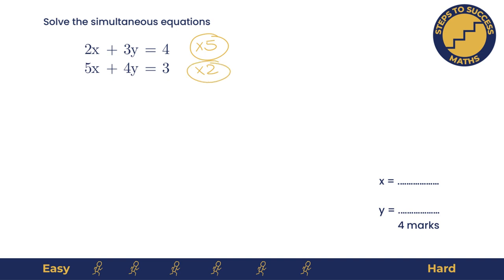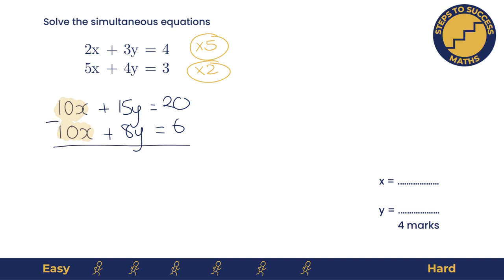So if I do that, I've got 10x plus 15y is equal to 20. And I'm going to multiply the next equation by 2. 10x plus 8y equals 6. Make sure you multiply every term by the 2. Don't miss one out. Okay, now I've got 10x at the start of both of them. So if I do a take away, the x's cancel out. And then I've got 15y take away 8y is 7y. 20 take away 6 is 14.